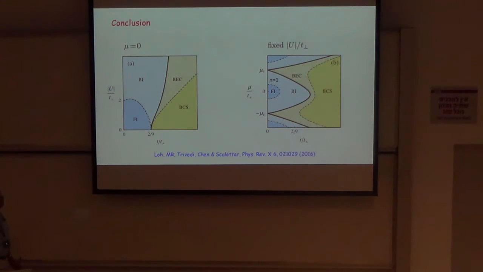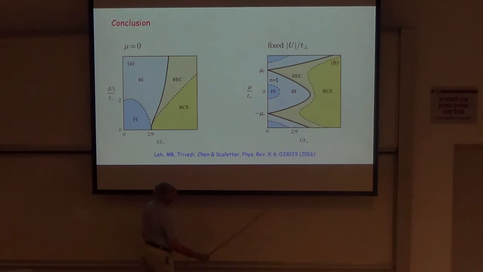Good, so this is my conclusion, so let me end. This is the phase diagram that we have for our simple model, showing that there are Fermi to Bose crossovers in the insulator. There are BCS to BEC crossovers in the superconductor, and the transition actually happens always from a Bose insulator to a BEC, even though both of those regimes might be very, very small at weak coupling.